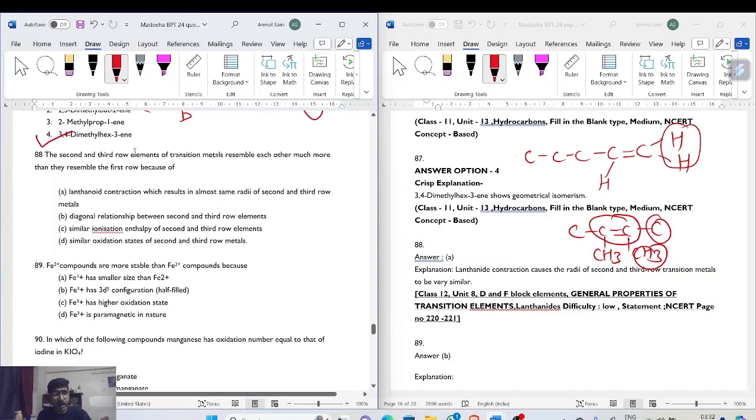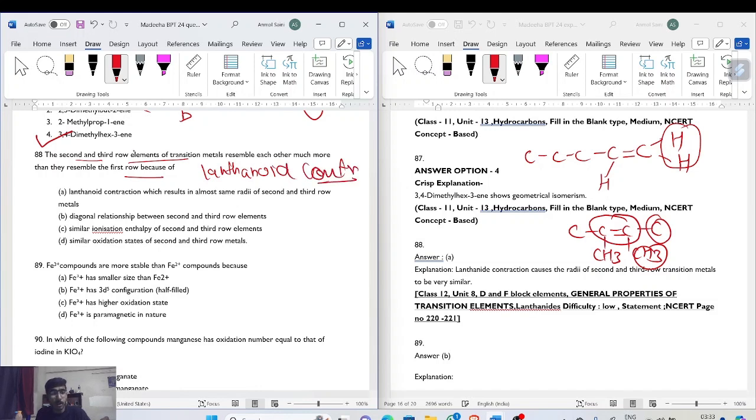Now question number 88. The second and third row elements of the transition metals resemble each other more than they resemble the first row because of, okay. So they resemble more in the second and third row of the transition metals. It is due to the lanthanoid contraction.